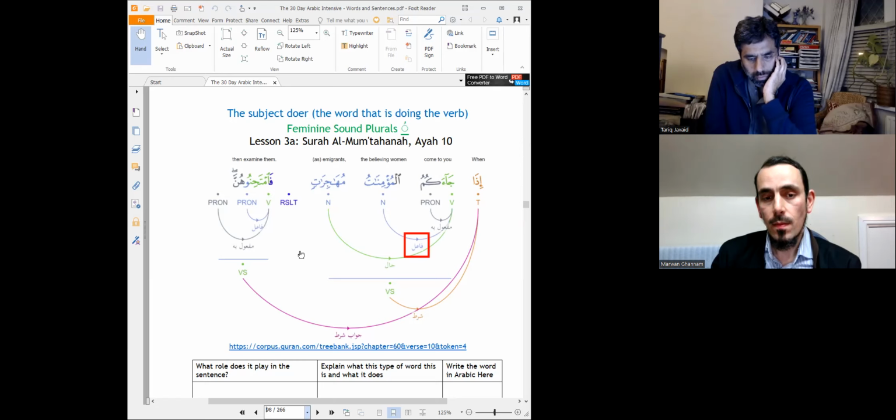Okay. What verb is al-mu'minatu doing? Is it examining? Not examining, no. Look at the arrow. Which verb is it pointing to? Is it coming? Coming, yes. Ja'a. Very good. Okay. So ja'a, and the reason why we know it's the fa'il, the subject, is because it's got a dhamma at the end. Yeah? Yep. So إِذَا جَاءَكُمُ الْمُؤْمِنَاتُ. Good. That's it. Very good.